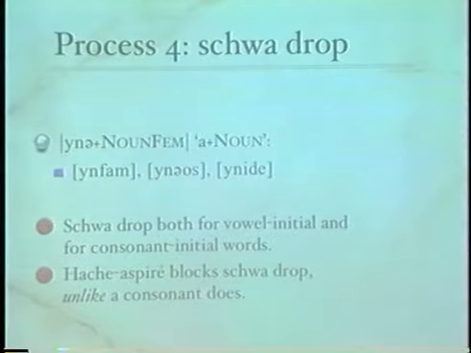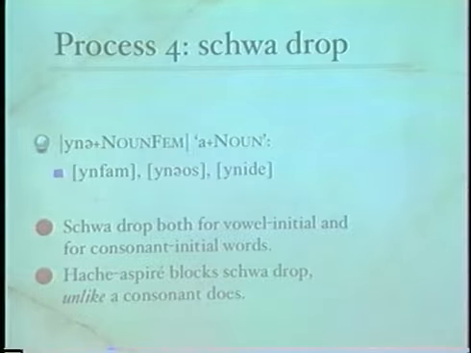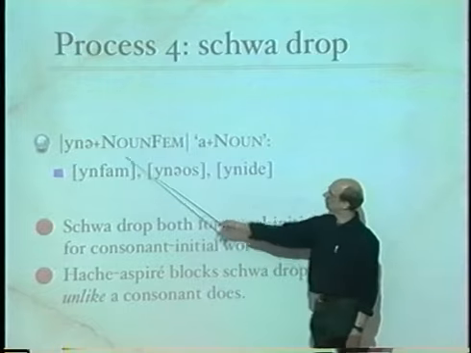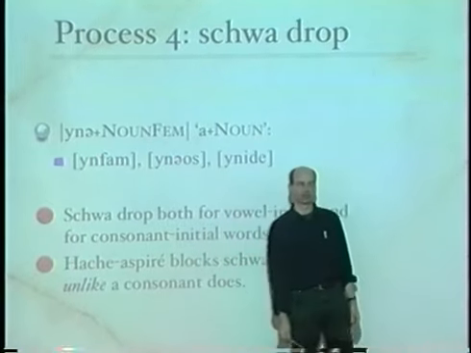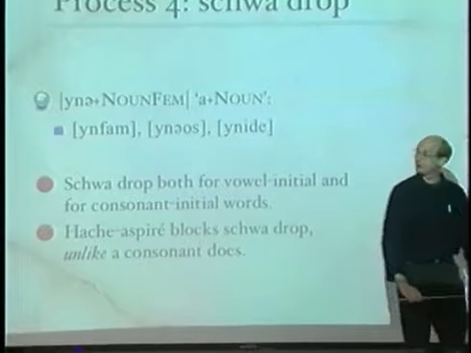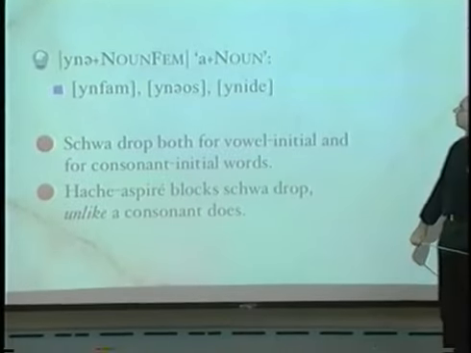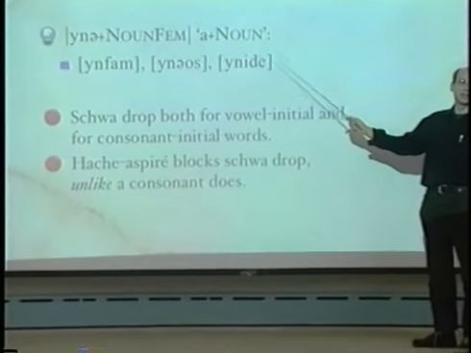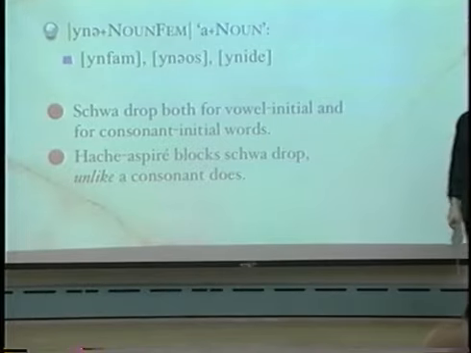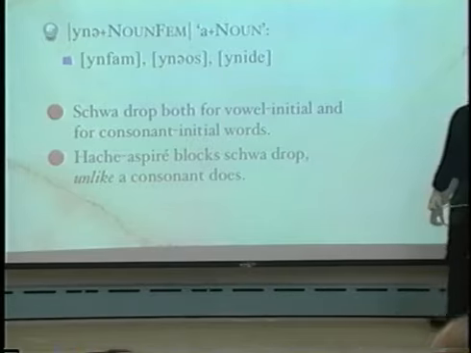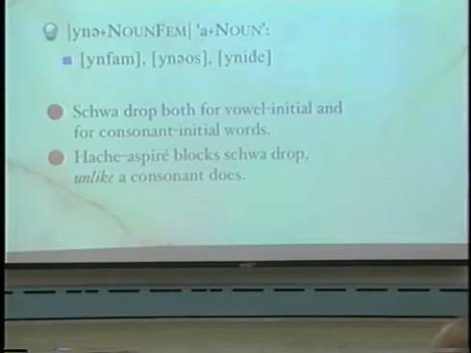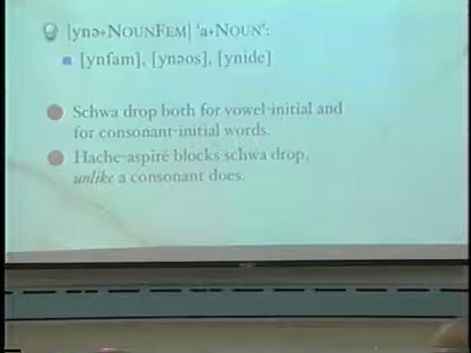And the fourth process is schwa drop. This will be different from the other ones, as we can see here. So we have underlying une. It's usually pronounced une, you say une femme. So the schwa is deleted before a consonant. We also say une idée. So the schwa is deleted before a vowel as well. But you say une hausse. So before aspiré, the schwa is not deleted.